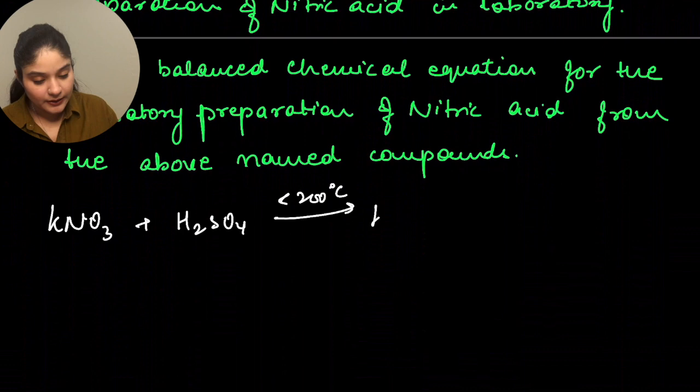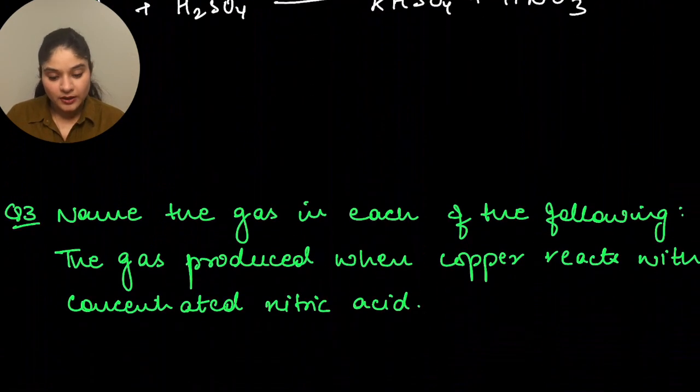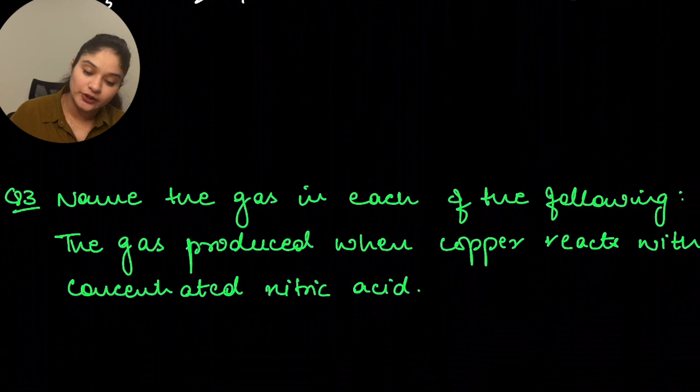You will end up getting KHSO4 plus HNO3, and that's it. Next question is, name the gas in each of the following: the gas produced when copper reacts with concentrated nitric acid.